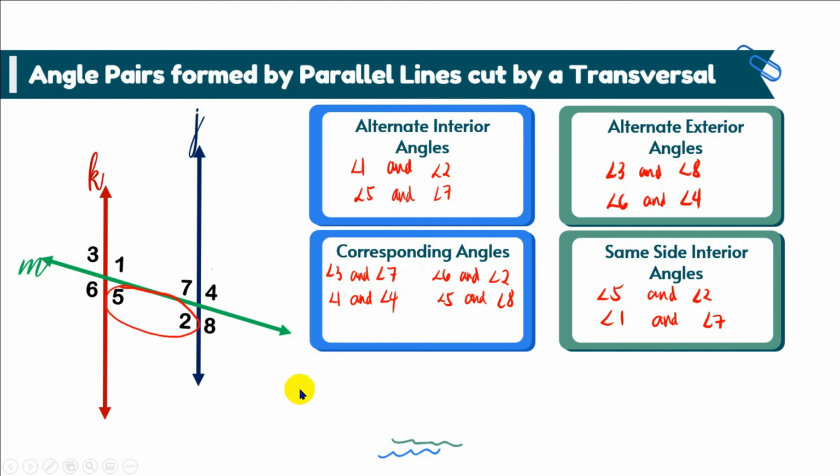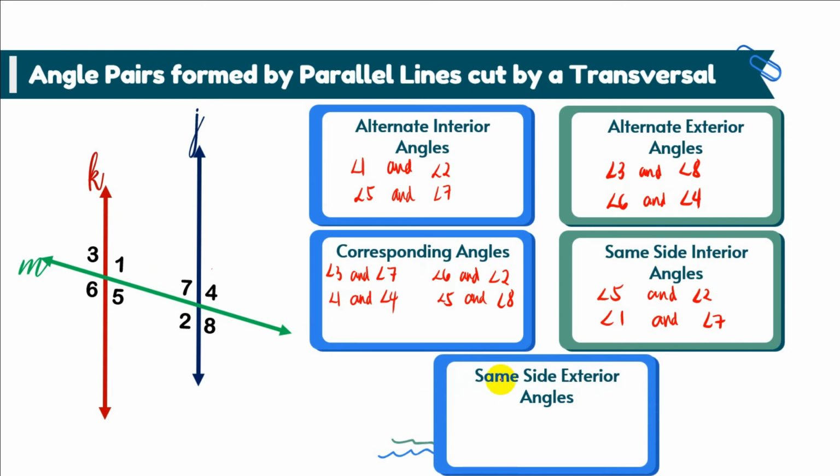Then, the last angle pairs for these parallel lines cut by transversal, we have the same side exterior angles. Exterior naman. So, same side, this one, and then this one, we have angle 6 and angle 8. Then, we have angle 3 and angle 4. Okay? So, these are the angle pairs formed by parallel lines, J and K, cut by the transversal line, line M. And meron din tayong tinatawag na vertical angles, right?